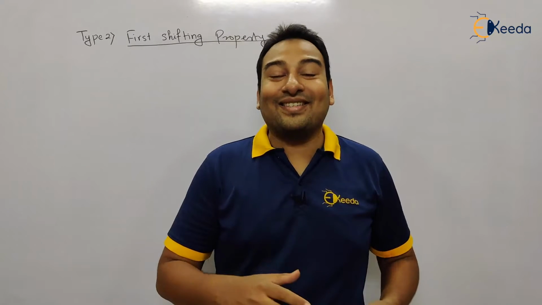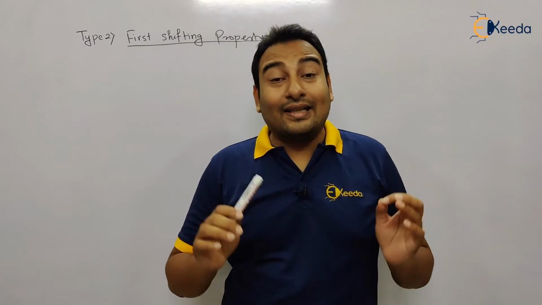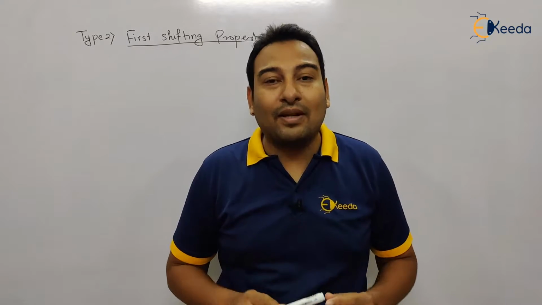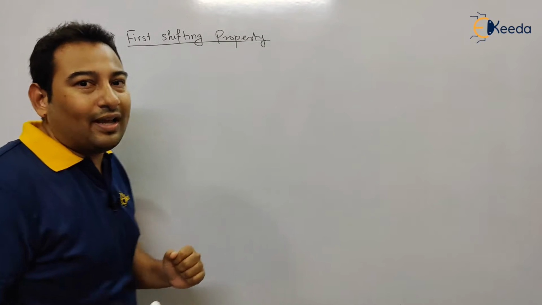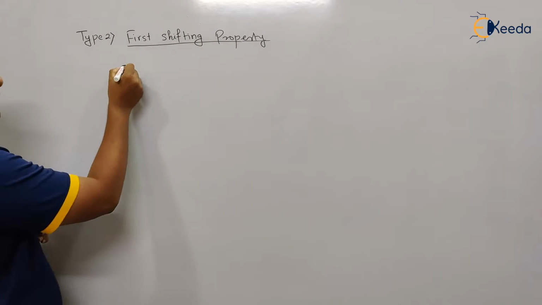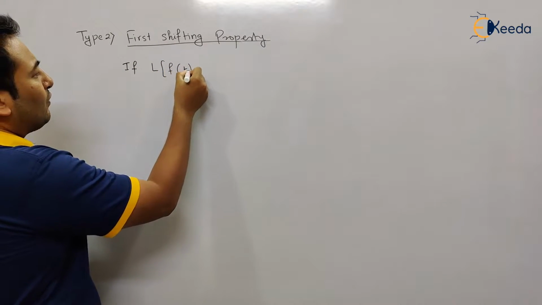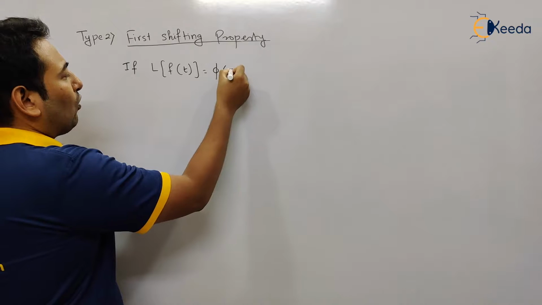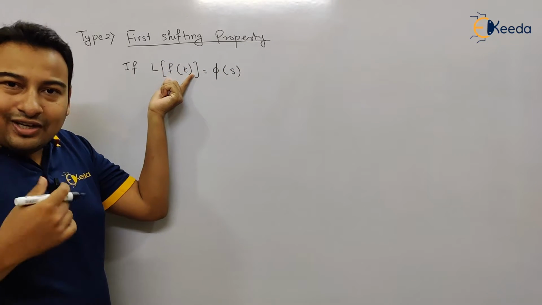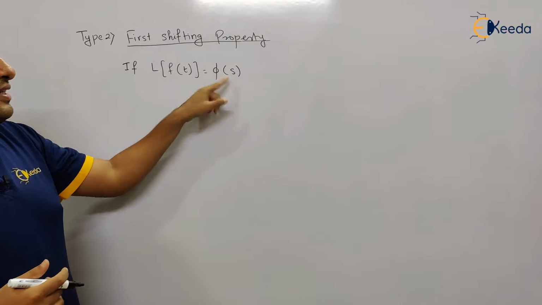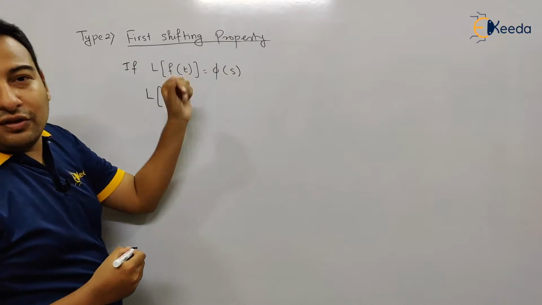Welcome back friends. Let's start with the next type, number 2, that is the first shifting property. This is actually type number 2 of Laplace transform, but the first property of Laplace transform. So let's discuss what exactly this property means. If Laplace of f of t is equal to phi of s, I will always start with this statement. So there is a function in t, and I'm assuming its Laplace is phi of s. Then let us check what exactly the first shifting property means.